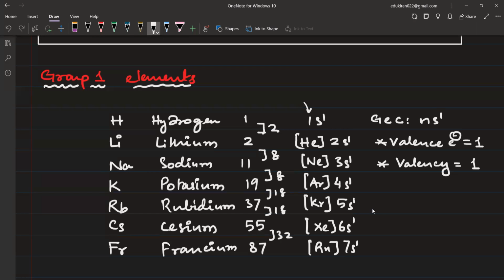Now, how to remember it? There are 2 ways to remember it. How I initially remembered it was like this: H Li Na K Rb Cs Fr, "Li Na K Rb Cs Fr." There are people who remember it like this also: "Hey Lina, Ki Rab Se Faryad."